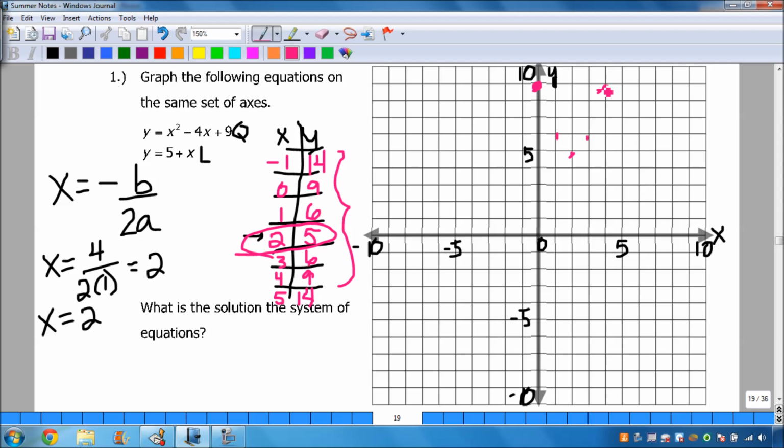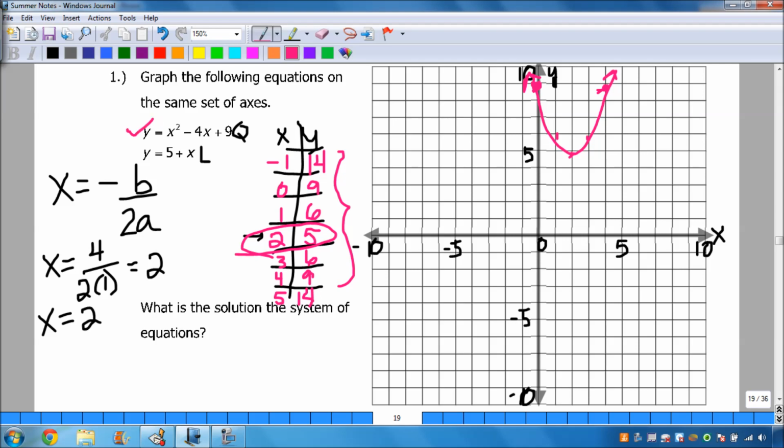When x is 3, y is 6. When x is 4, y is 9. Graph it all out together, and you'll have your parabola. Hopefully your parabola will look a little bit better than mine does, because it's a little hard to do this on the computer. Okay, so we graphed out our quadratic graph.